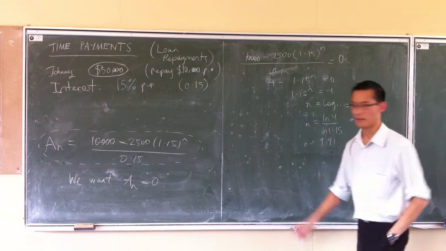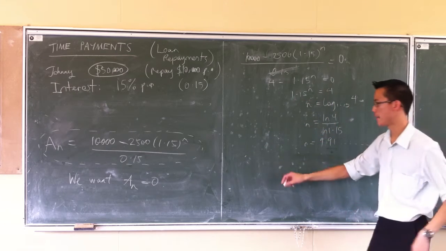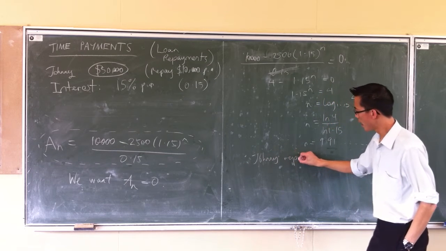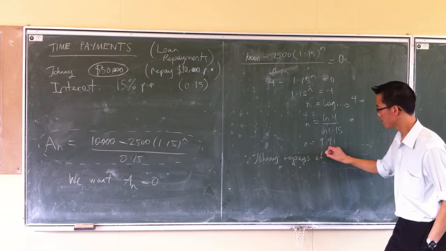So therefore, have a statement at the end here, right? Johnny fully repays after the 10th year.